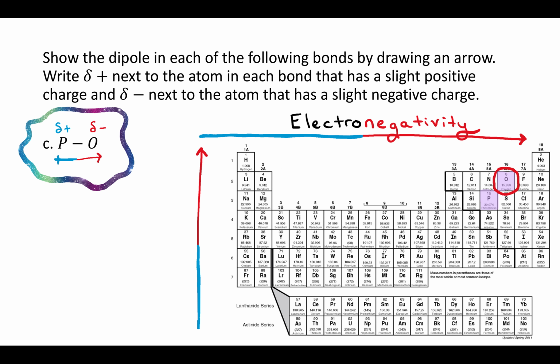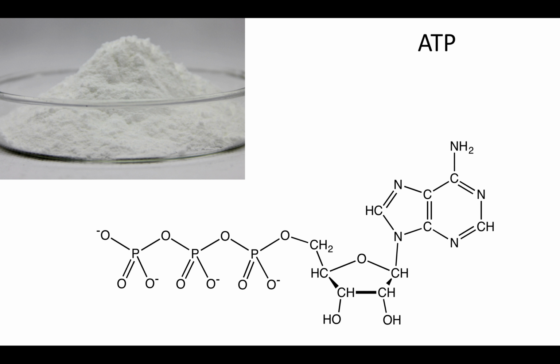Where would you see such a bond? A lot of places, but perhaps the most famous place is ATP. So if you notice in ATP, you have lots of bonds between oxygen and phosphorus. And in each of those bonds, the oxygen is slightly negative and the phosphorus is slightly positive. So again, phosphorus slightly positive, the oxygen slightly negative.